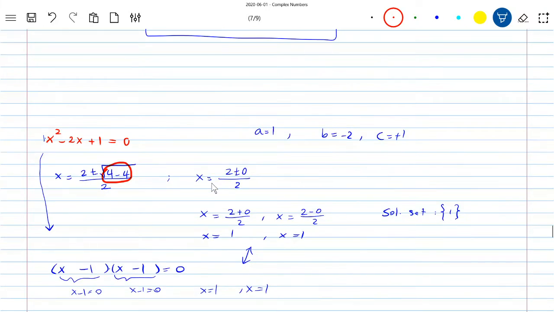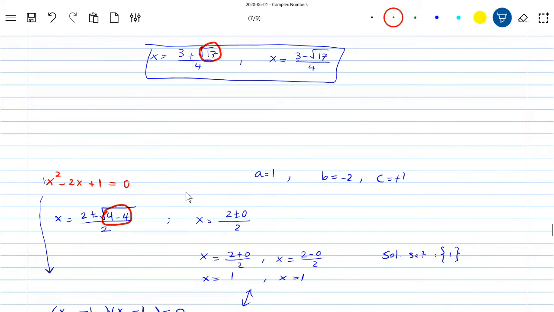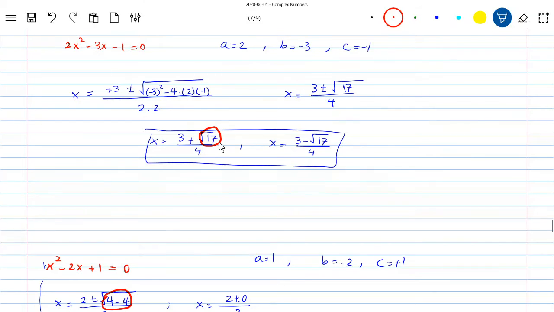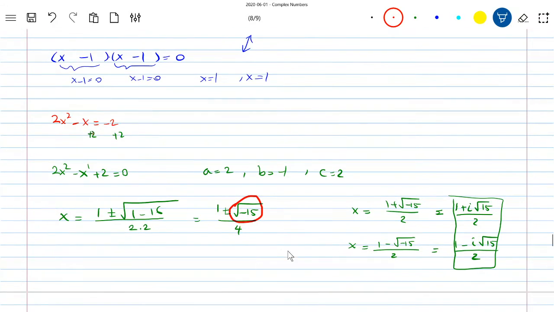This value underneath the square root tells you some information about the solution. In the first one, we got 2 solutions, totally different numbers. Maybe decimal values, but they're going to be totally different. In the second case, we got 1 repeated solution, x equal to 1 in both cases, just because it was 0 underneath the square root. And the last one, we got 2 solutions. If you look at them, they're conjugates of each other. They're exactly the same in terms of the real value, but the complex parts are opposite. So they're conjugates of each other, and they're both complex values.